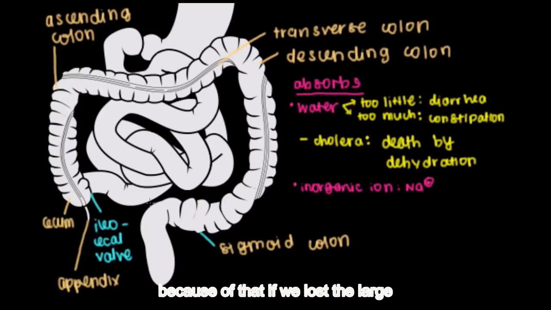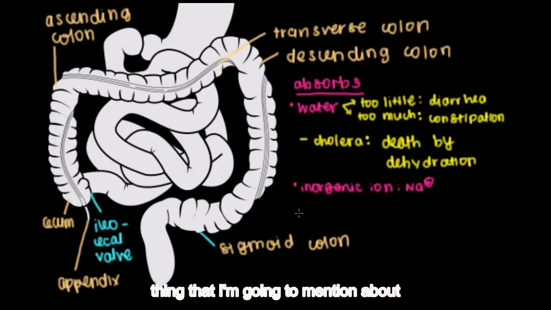Because of that, if we lost the large intestine entirely, if you had some sort of accident, or if you had a disease like Crohn's disease or ulcerative colitis, one of the treatments for ulcerative colitis is a total colectomy. You remove the entire colon so you don't have that inflammatory process. And so you won't be able to absorb water or inorganic ions in your large intestine. But what that means is you still have the kidney. The kidney can still fulfill this function.